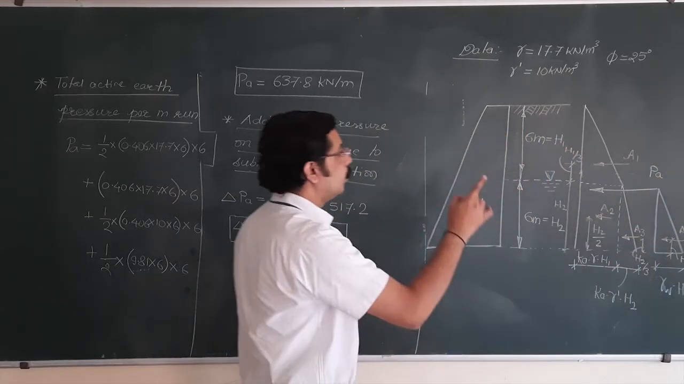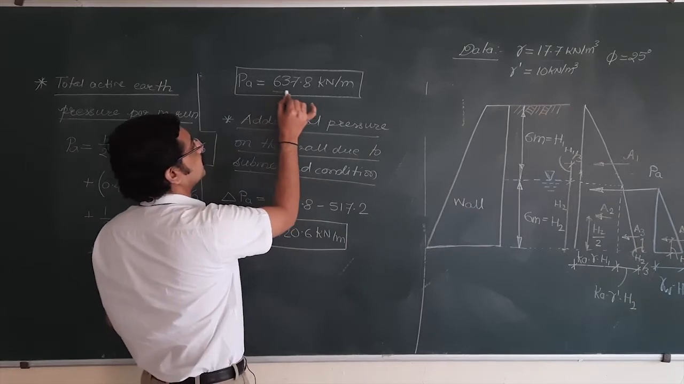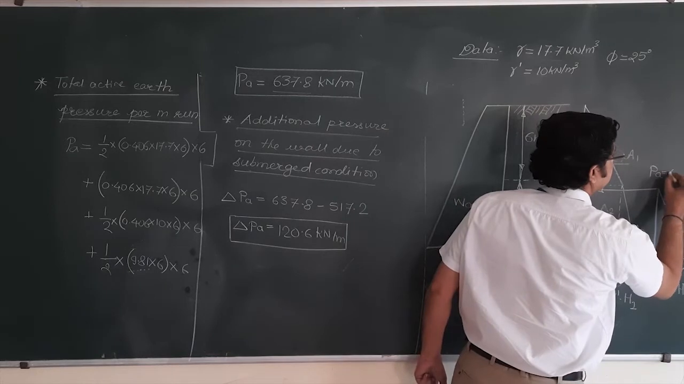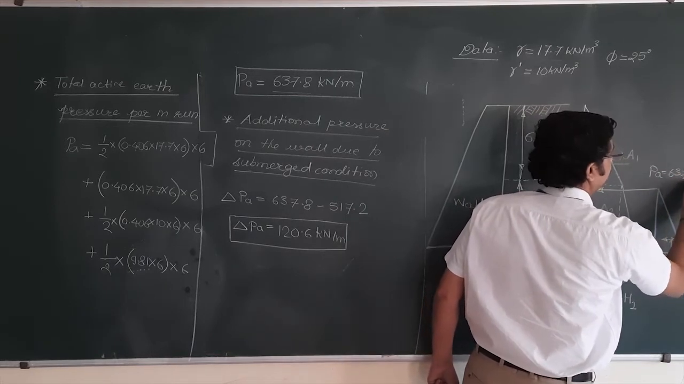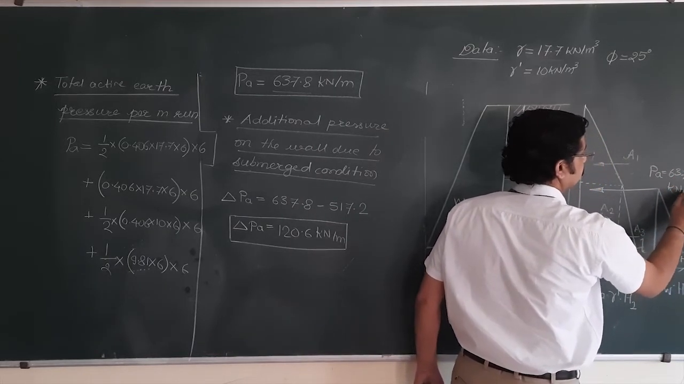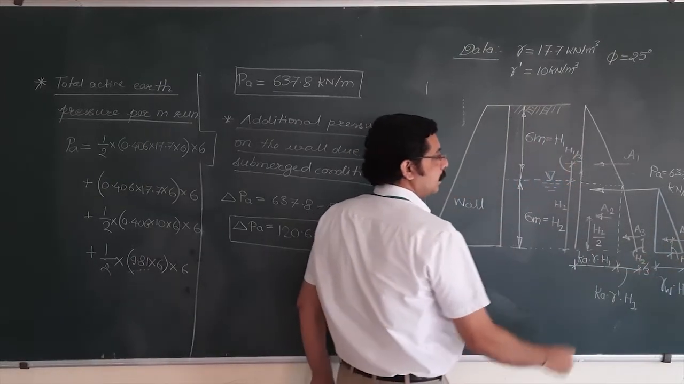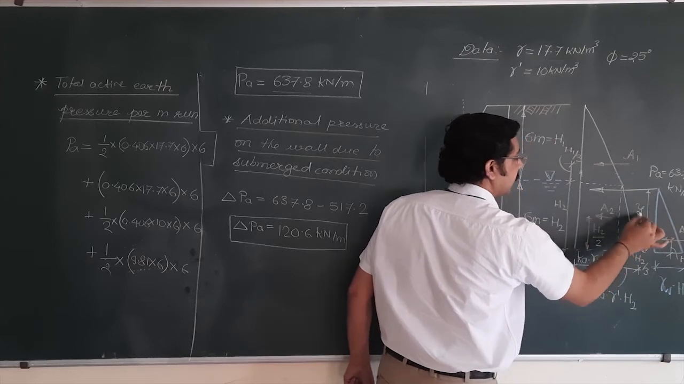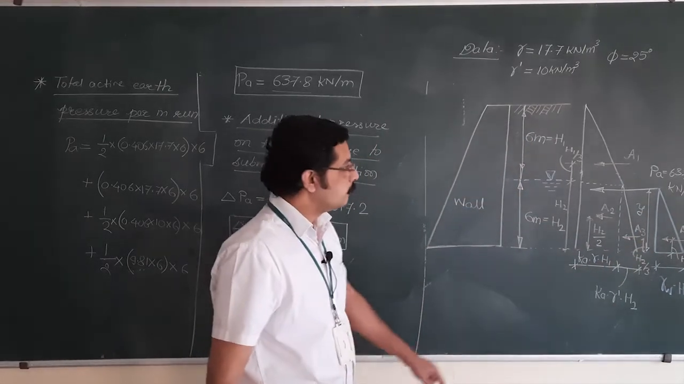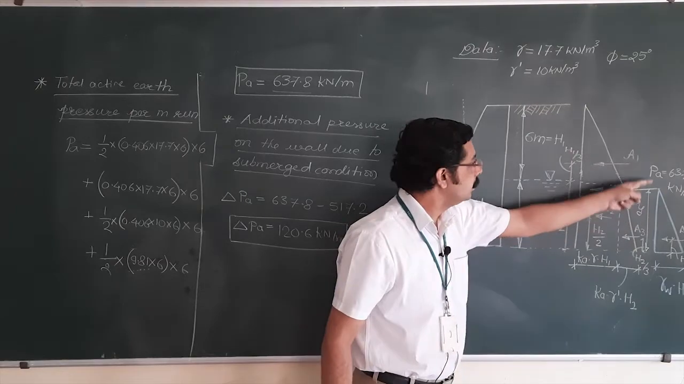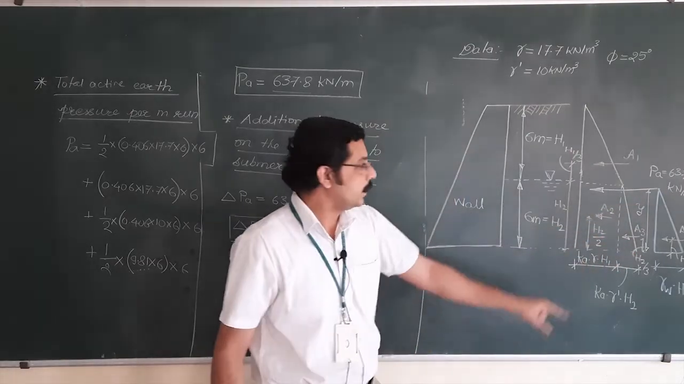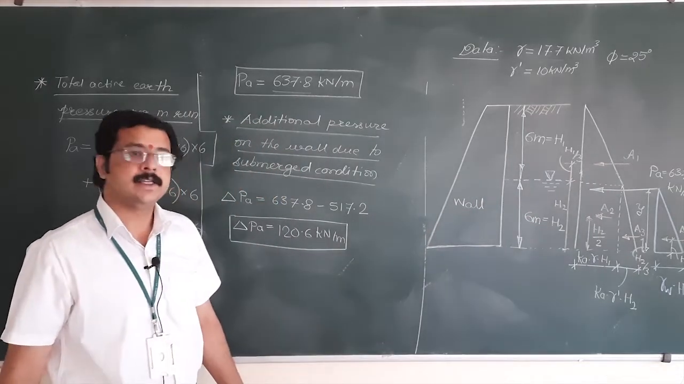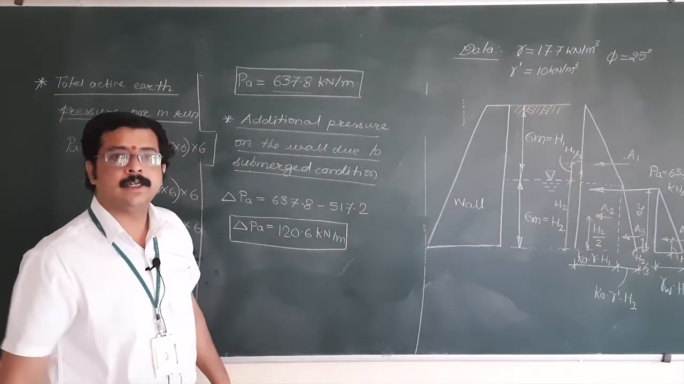What is its value? Its value is 637.8 kilonewton per meter, and let us say this vertical distance is y. Hence, the moment produced by total pressure will be PA multiplied by y. So, equate this moment with the algebraic sum of moments of component areas and get the distance y. Let us go for the calculation.